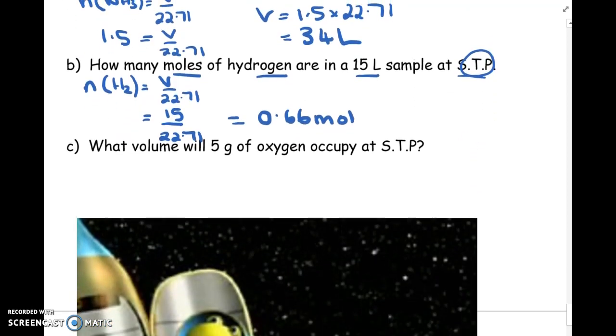Now the third example is a little bit trickier. This question says, what volume will 5 grams of oxygen occupy at STP? Now the unifying concept is the mole, so the first step must be to find the moles. Because we've got a mass, we're going to have to use the number of moles of oxygen is equal to mass over formula mass.